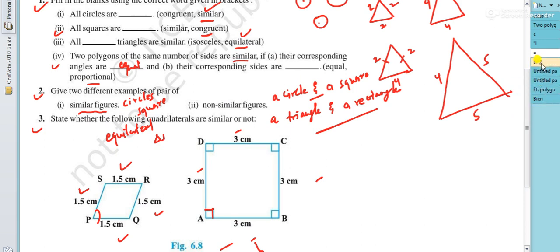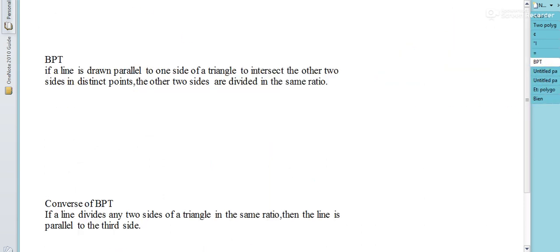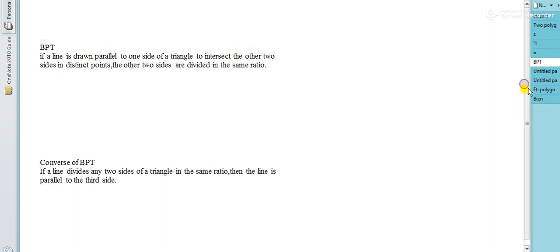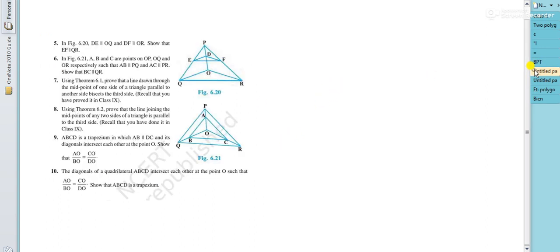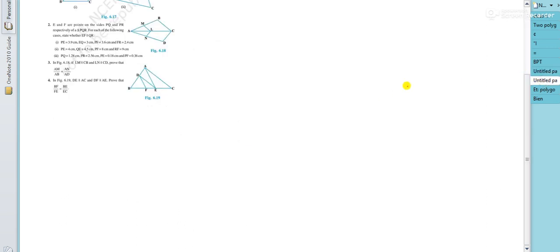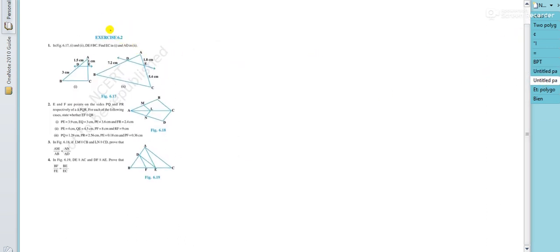In the next class we will see what BPT and its converse are. I'm not going to prove it because I've already done that. I'll just give the basics. Why? To solve this exercise problem. To solve the second exercise problem, you should be aware of BPT and its converse, and how to solve these problems we are going to discuss in the next video.